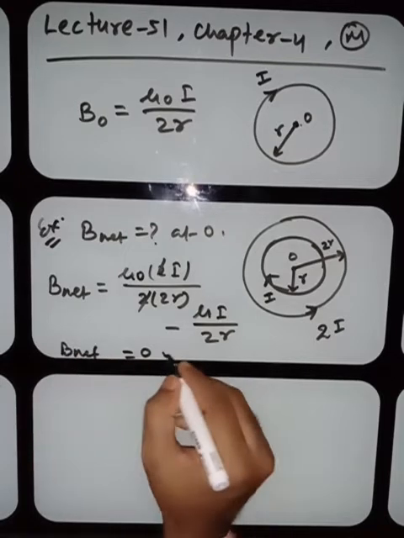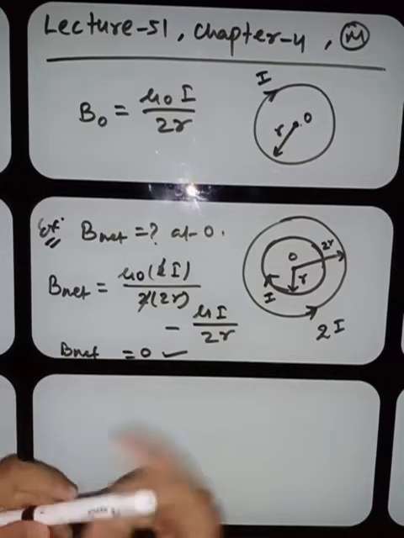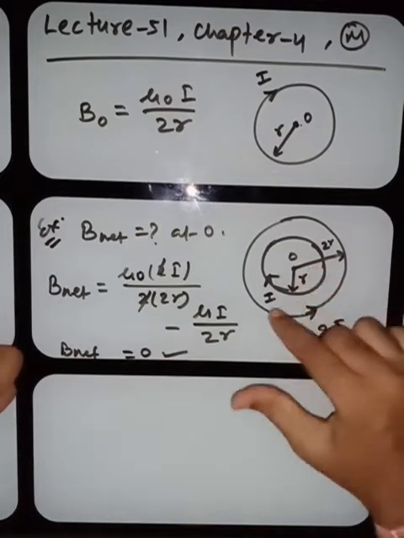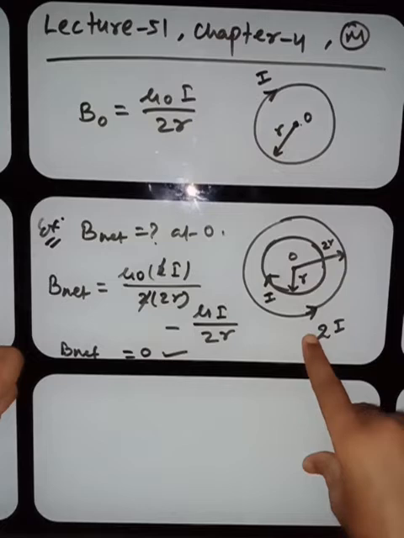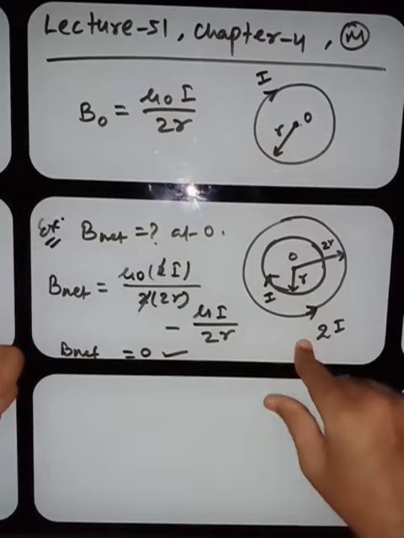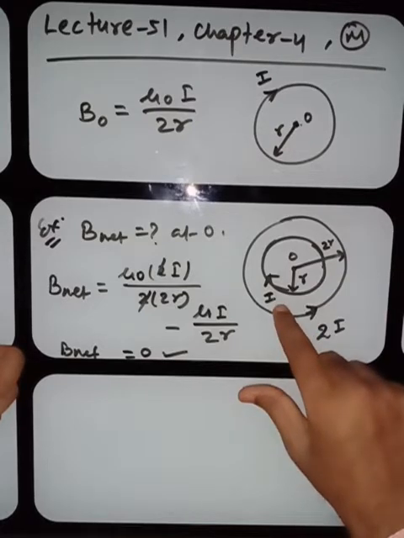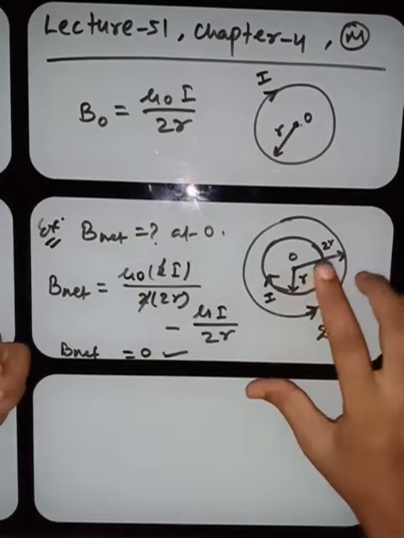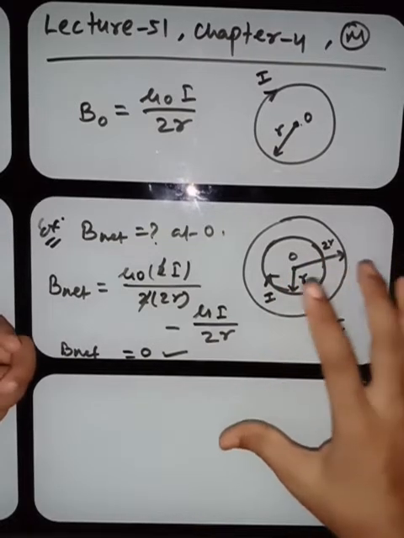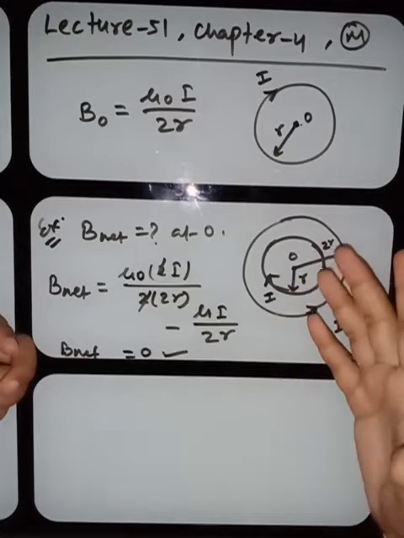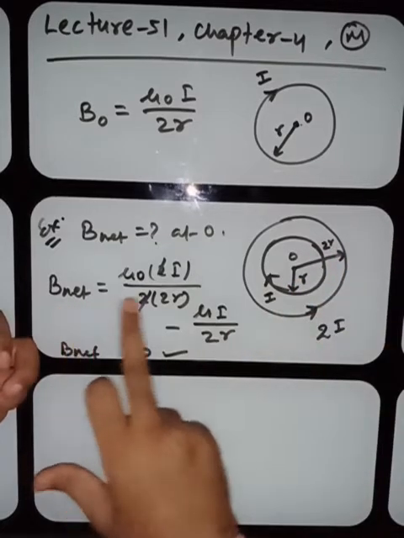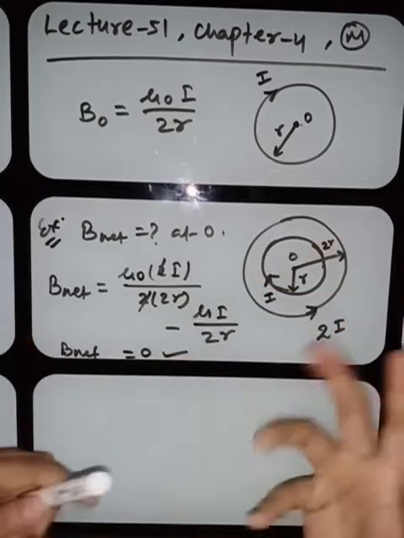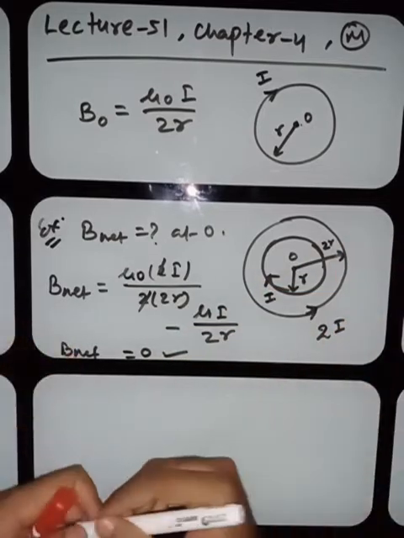This question may be asked in the form: if these two conductors are arranged and the current through this conductor is given, what will be the value of current through the smaller loop so that the net field becomes 0? Then in that case you have to equate B net as 0, and by making this I dash you will get the answer. That is not very tough.